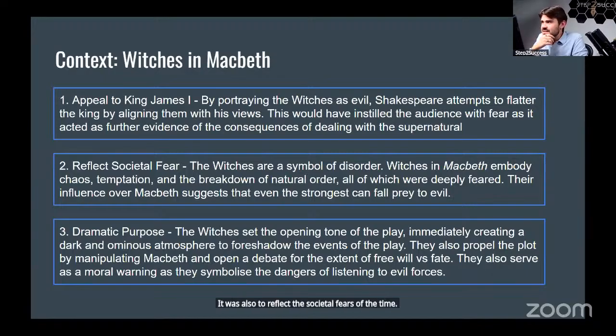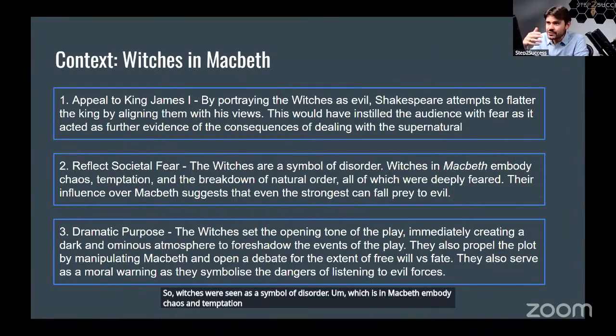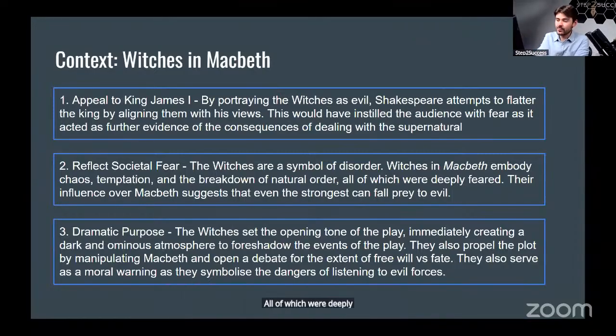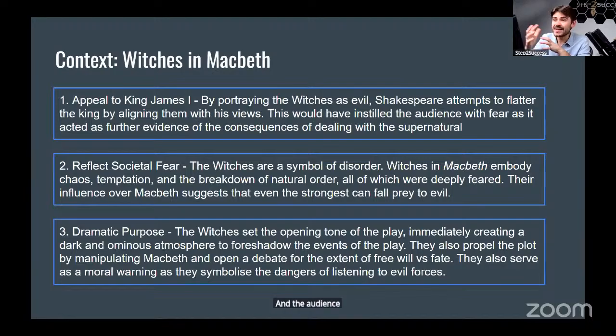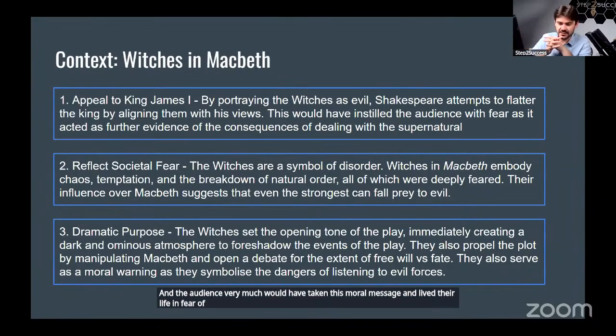So witches were seen as a symbol of disorder. Witches in Macbeth embody chaos and temptation and the breakdown of the natural order, all of which were deeply feared by the general public. Now, their influence over Macbeth suggests that even the strongest of people, our noble, tragic hero, can fall prey to evil. And the audience very much would have taken this moral message and lived their life in fear of committing sins.